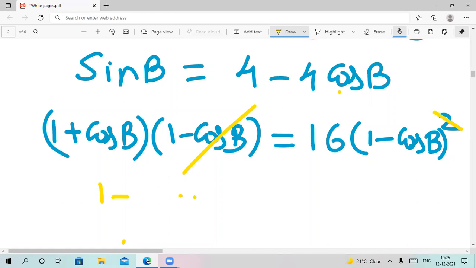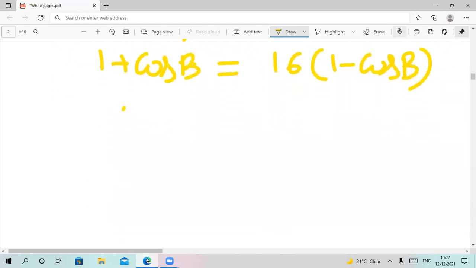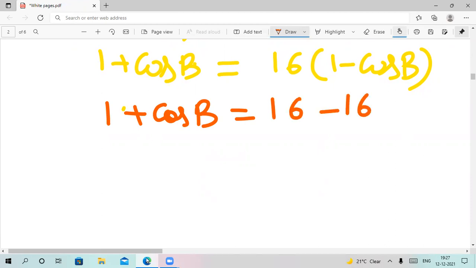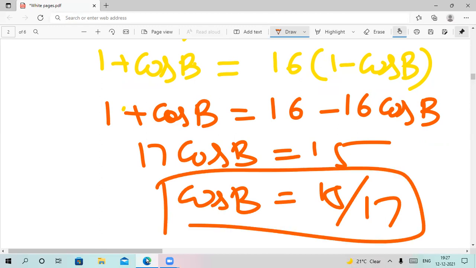Now it will be 1 plus cos B is equal to 16 times (1 minus cos B), so 1 plus cos B equals 16 minus 16 cos B. Rearranging, 17 cos B is equal to 15, or cos B is 15 divided by 17. That is our answer for the value of cos B.